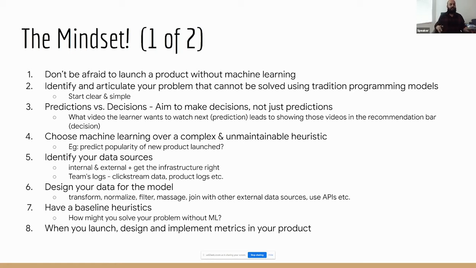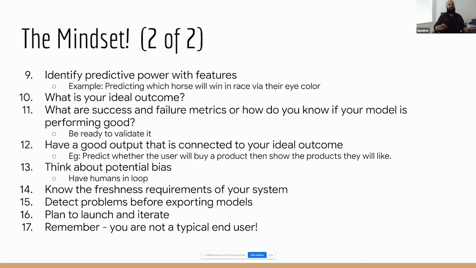Design your product with all the metrics embedded into it on day one, and create some decision-making process for the predictions which machine learning creates. Identify the predictive power with features, and test the model very, very well before you even validate it, and have your ideal outcome beforehand. Understand there is always a bias which goes into your models. Have humans in the loop, maintain the freshness of the system, launch and iterate the product continuously, and test it as a third person, in the way that you are not the only person testing the system.